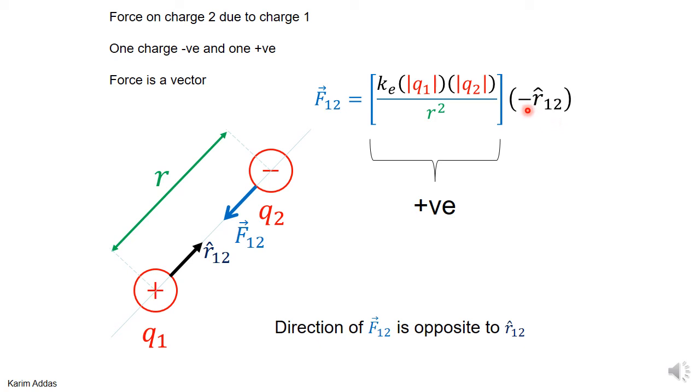Now what is a vector? When you multiply a vector times minus 1, what does it do to the vector? It just gives you a vector in the opposite direction. So minus r hat 1, 2 points exactly opposite to this vector. So that means it points from 2 to 1. And that gives exactly the correct direction that we want, right? So that means we now got the correct magnitude and direction by using the same kind of formula.